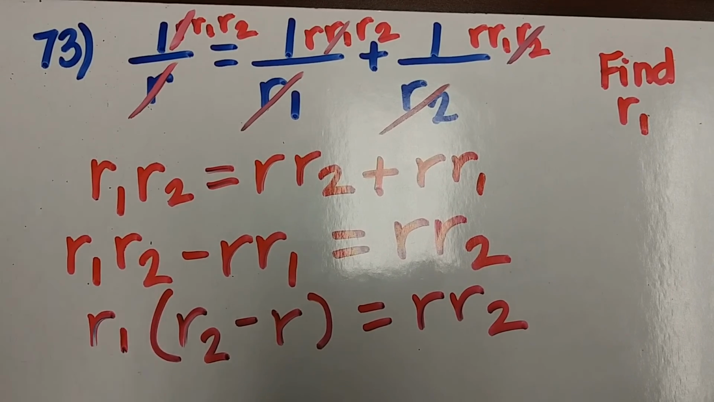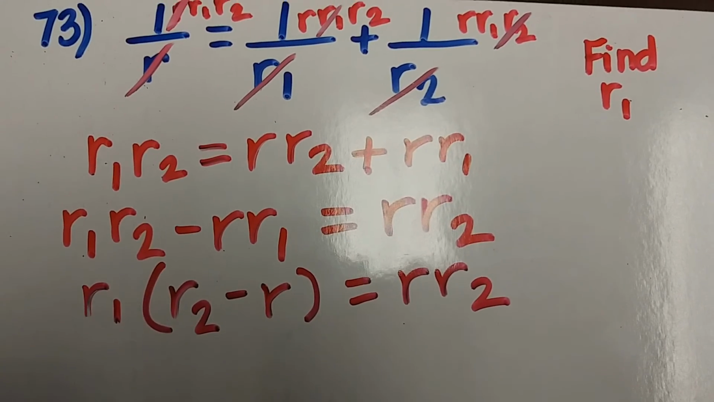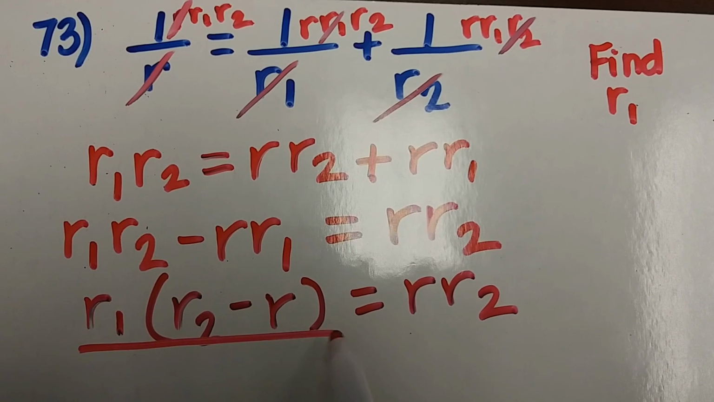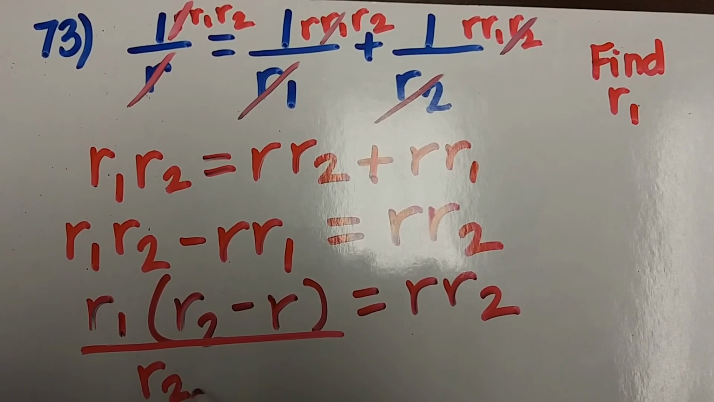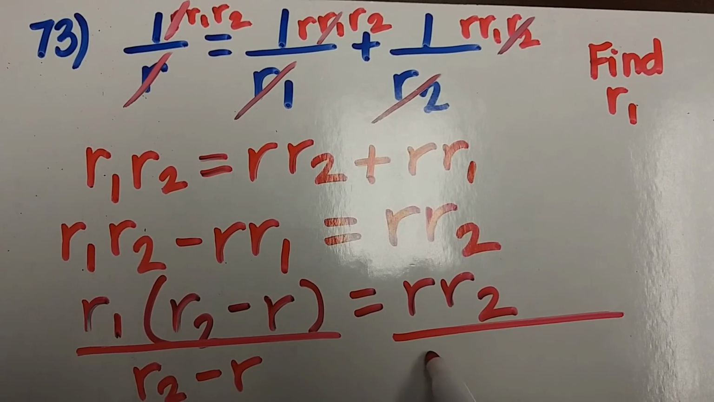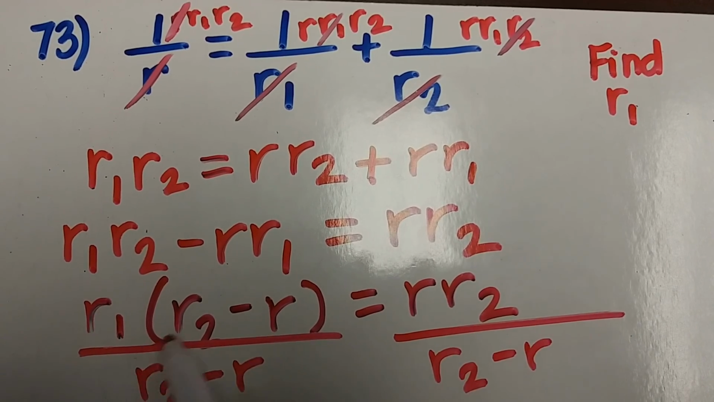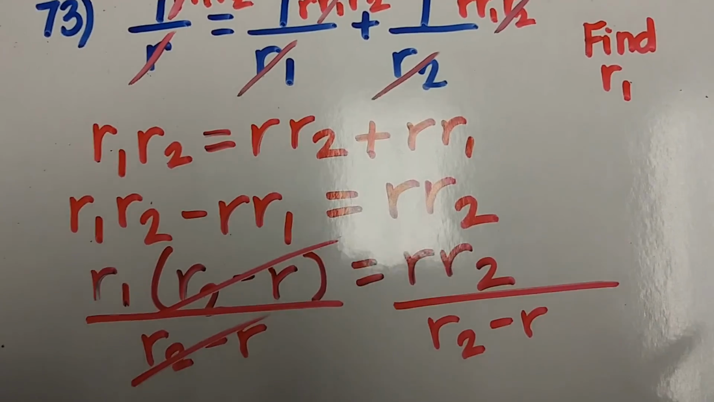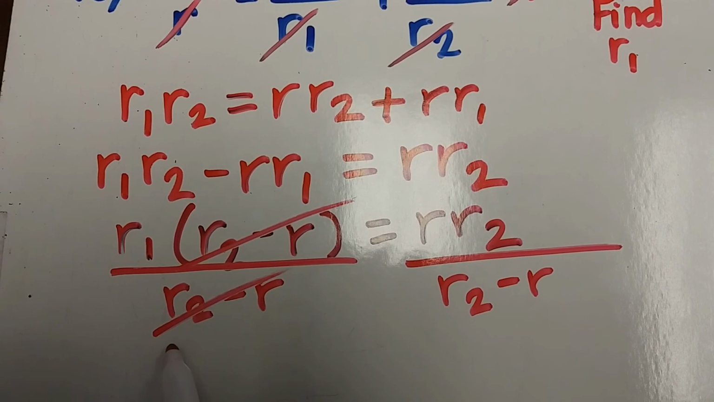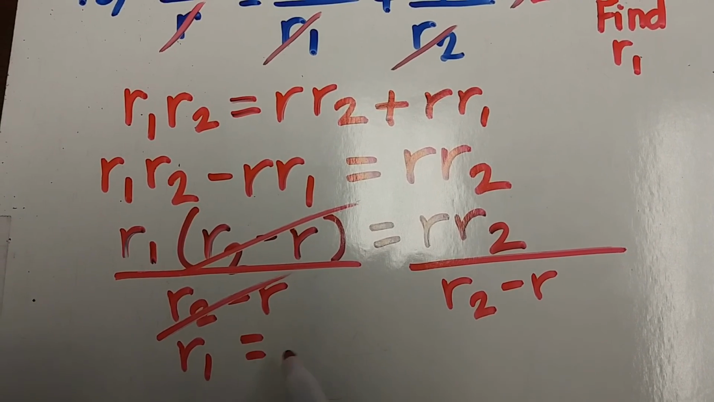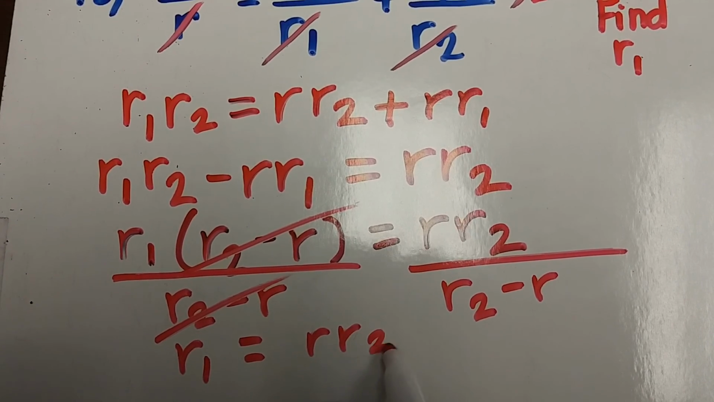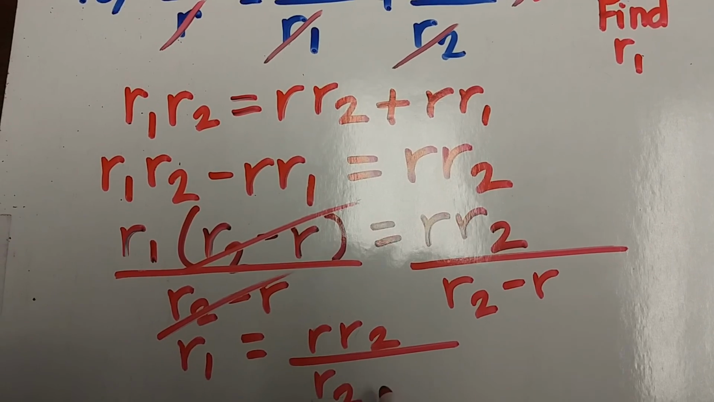How do I get R1 by itself? Now, how do I undo times? Multiplicative inverse, divide by R2 minus R, R2 minus R. These go away. What is my final answer? R1 equals R, R2 over R2 minus R.